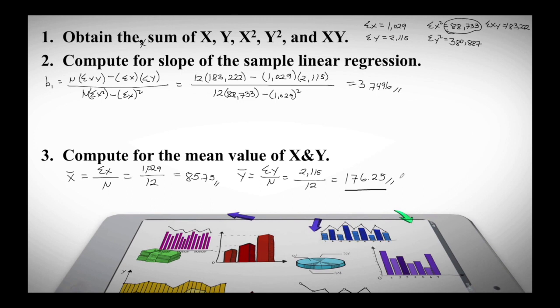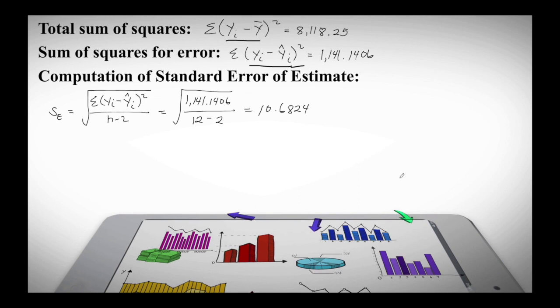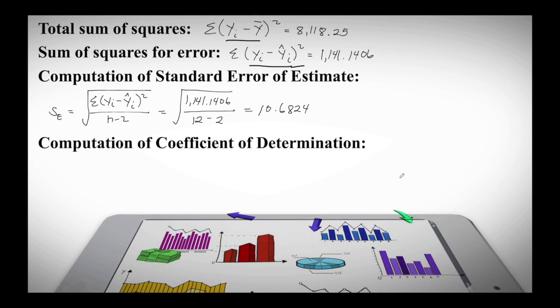Anyway, what we're going to do next is the computation for our coefficient of determination, which I explained earlier as R squared. For this R squared, our formula is R squared equals 1 minus the summation of y sub i minus y hat sub i squared, over the summation of y sub i minus y bar squared. As you can see, the numerator is equivalent to the sum of squares for error, and the denominator is equivalent to the total sum of squares.